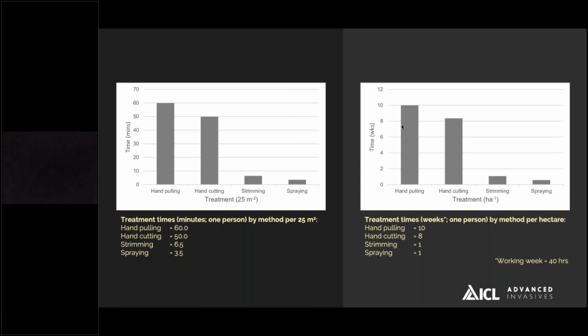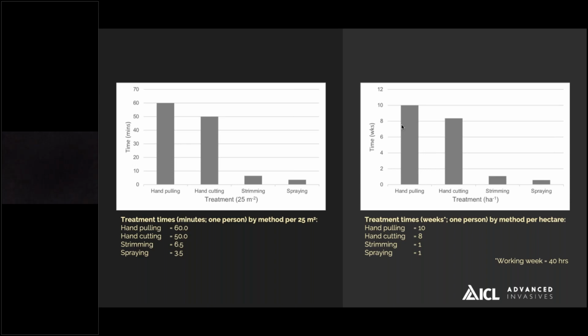But as soon as you start scaling it up, it looks increasingly difficult to manage Himalayan balsam at scale. And this is scaled up to the hectare level, again, for one person to undertake these different operations. You can see that for hand pulling and cutting, you're looking at 8 to 10 weeks to undertake that over 1 hectare. Now, thinking back to the field trial site, that's 5 hectares. So it would take a year to manage Himalayan balsam once. And frequently, Himalayan balsam can require up to 3 to 4 herbicide treatments to achieve effective control and prevent flowering in a given season. So it's just completely impractical for managing Himalayan balsam at that kind of scale.